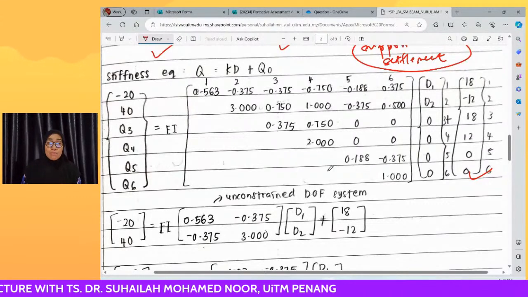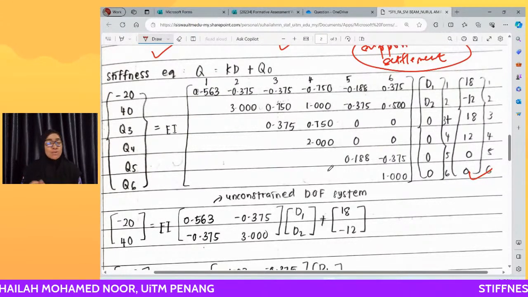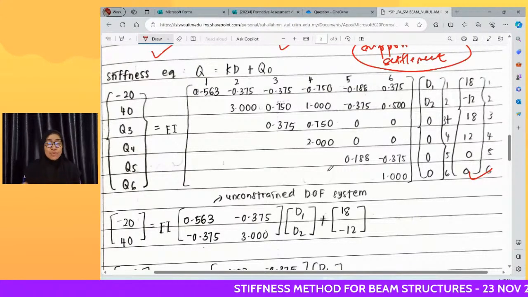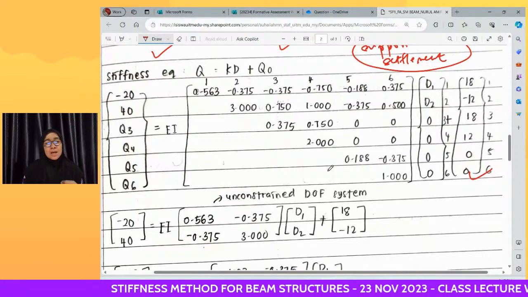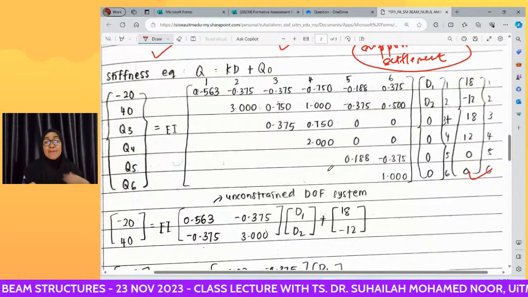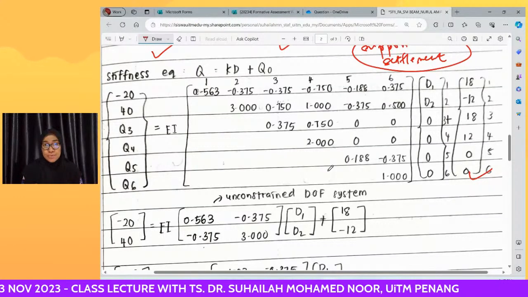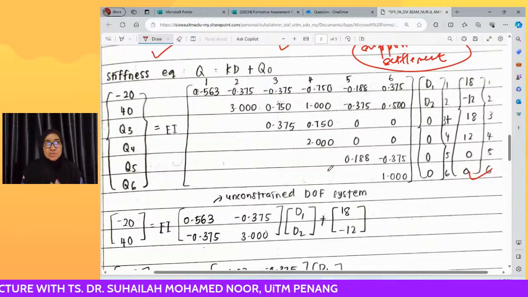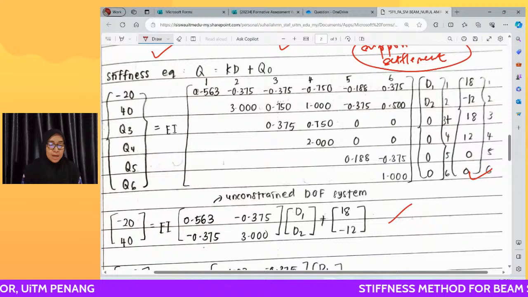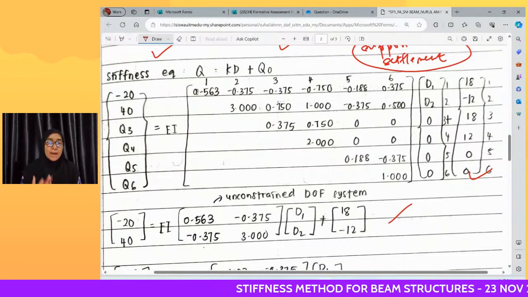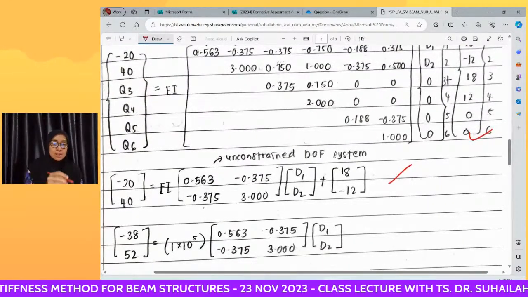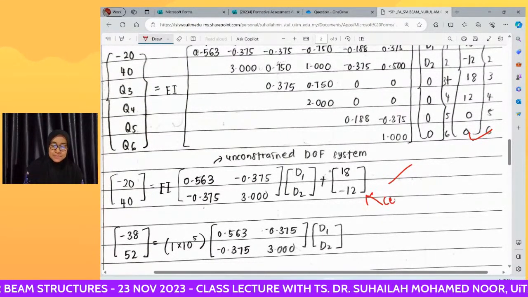Actually, whenever we solve, we only consider the unconstrained system. So the equation in full like this is not necessary. You don't have to write it in full every time unless the question asks you to. But in order to calculate the unknown displacement, you must have the equation corresponding to the unconstrained degree of freedom system. This one is compulsory.